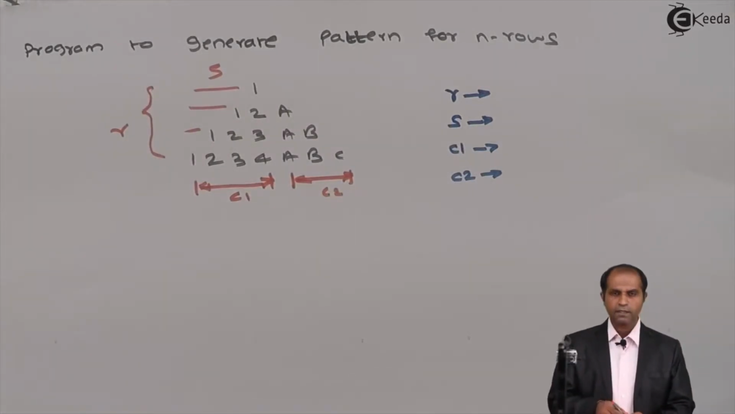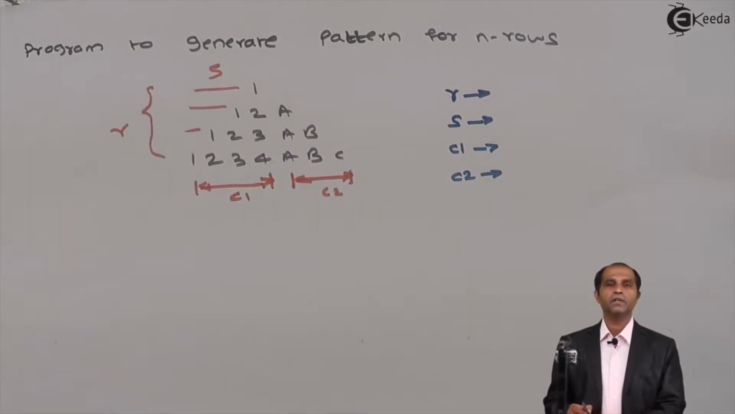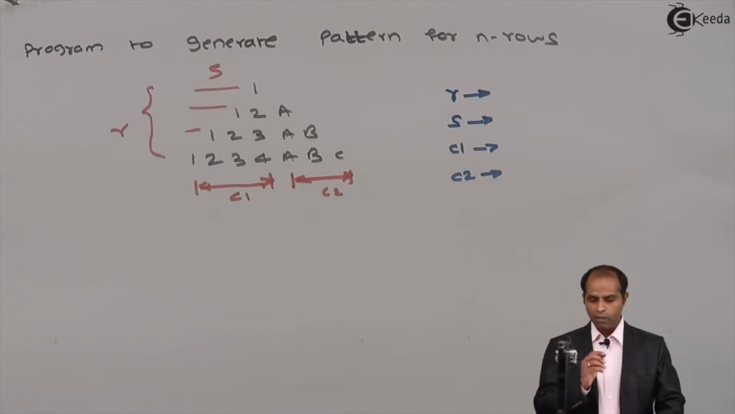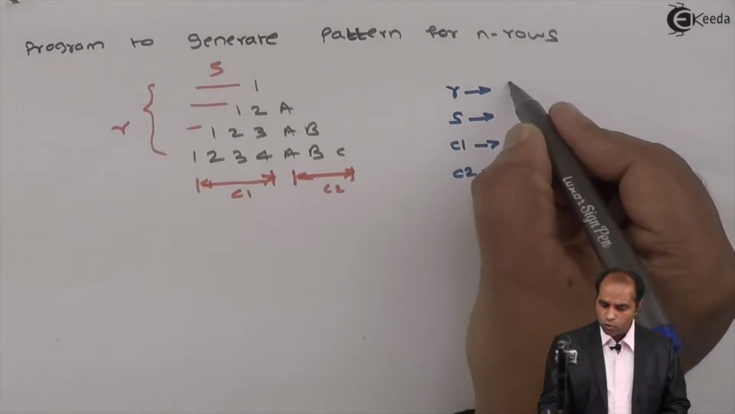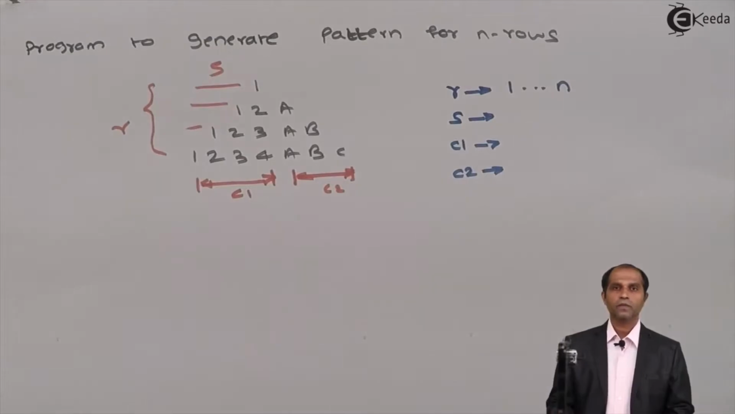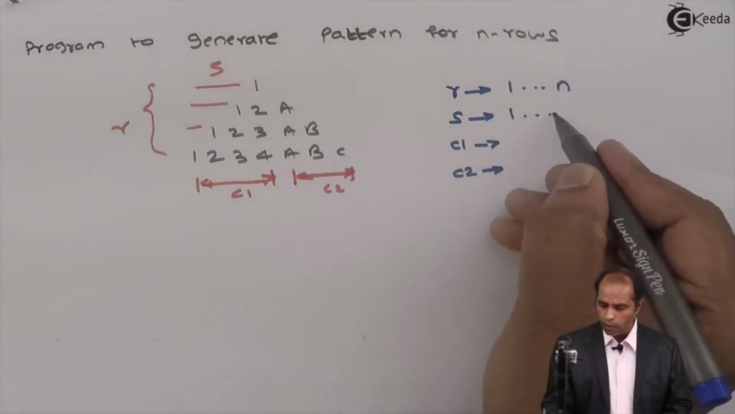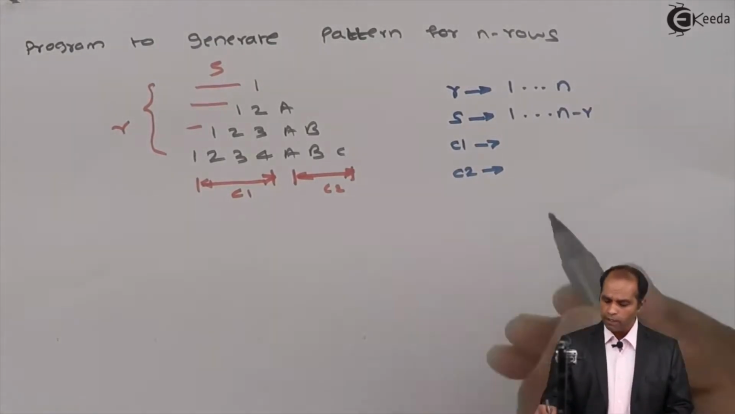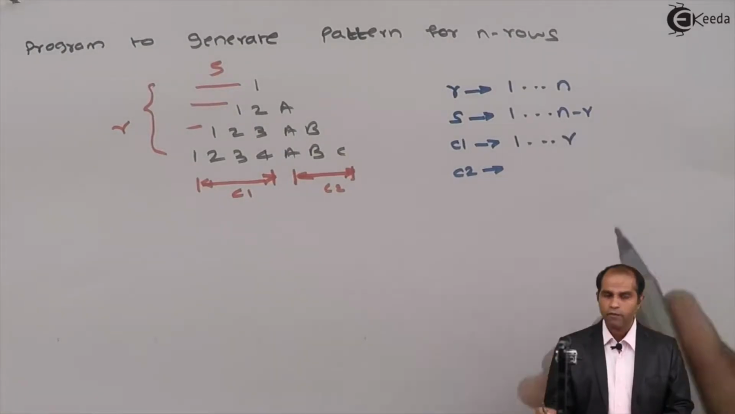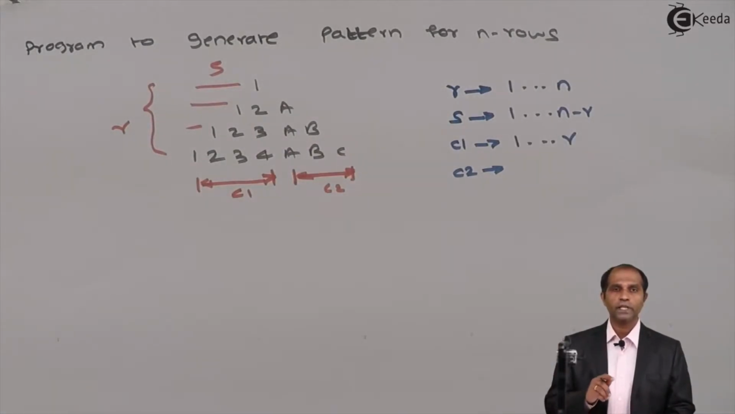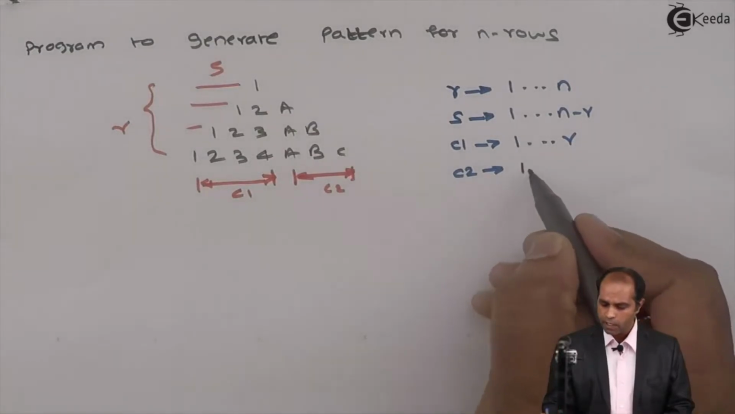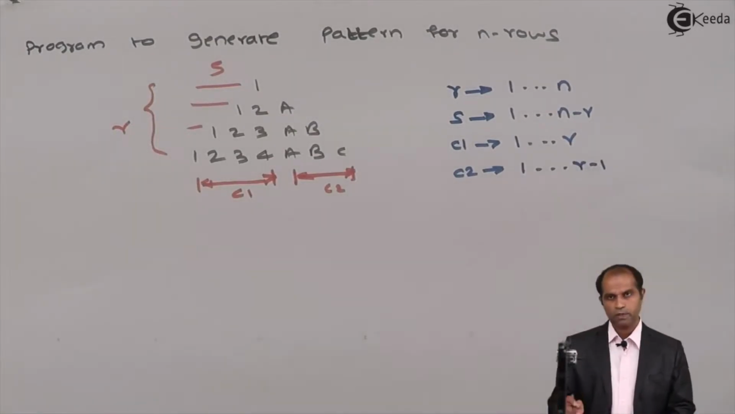We have decided these values in the previous contents, and we have concluded that R will always go from 1 to n, S will go from 1 to n minus R, C1 will go from 1 to R, and C2 is always 1 less than C1, so hence I'll say 1 to R minus 1.